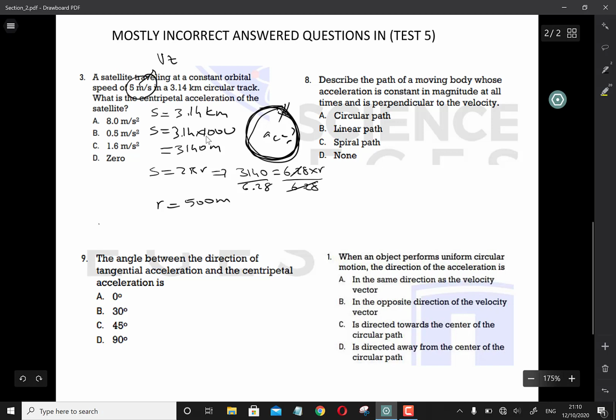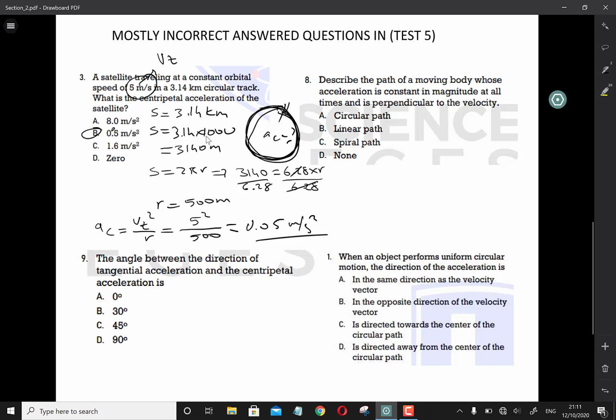Now we can calculate the centripetal acceleration. Vt squared over r. Vt is tangential speed, 5 squared, r is 500. 5 squared is 25, divided by 500 is 0.05. 0.05 meter per second squared. Choice B. There must be a correction in here, there's a typing mistake. So 0.5 is in the choice, but it's going to be 0.05.